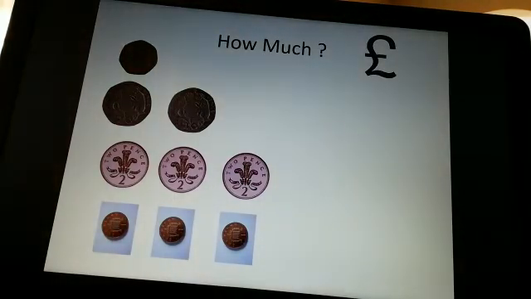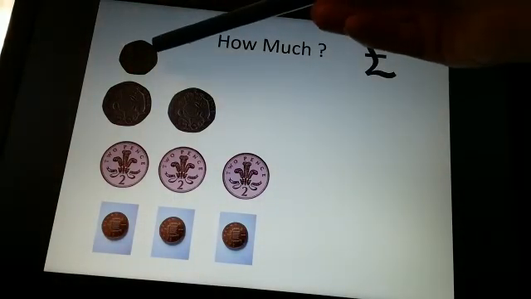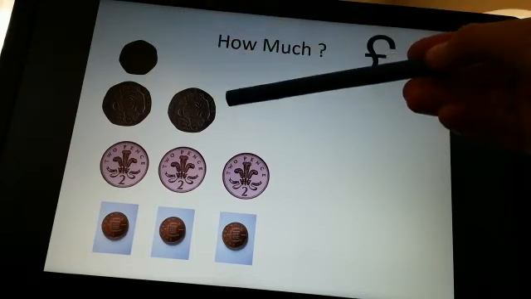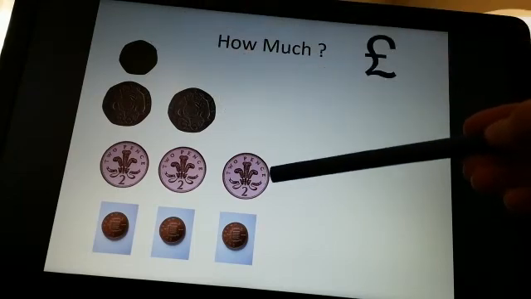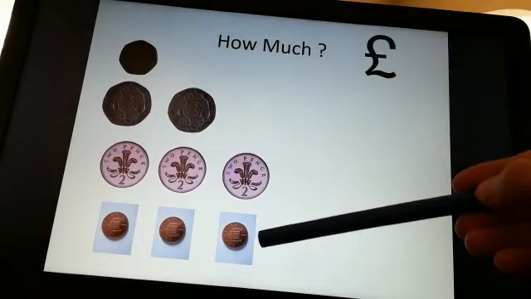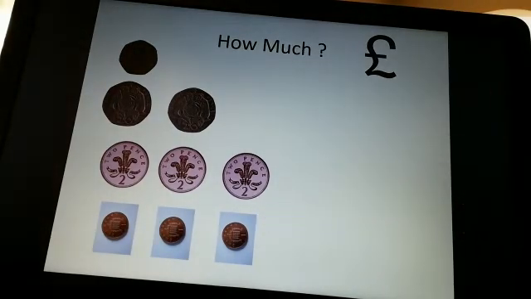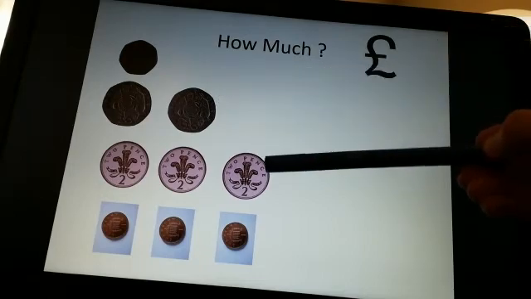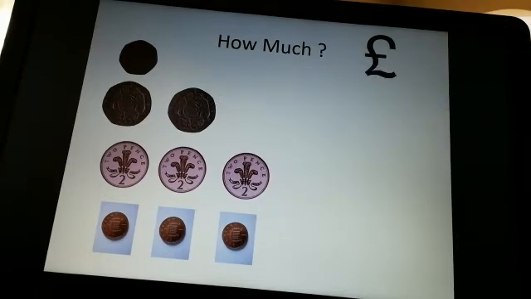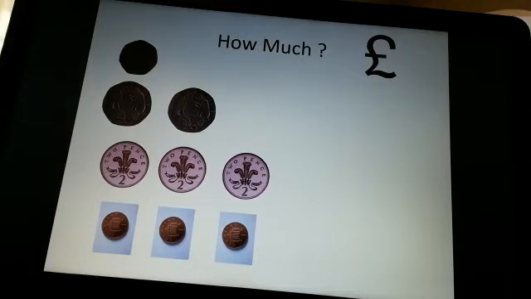How much money? So I've got a 50 pence, 2 20 pences, 3 2 pences and 3 1 pences. So remember how we've been doing it? We've been adding up each set of coins and then adding them all together. And we've started with our largest coin.